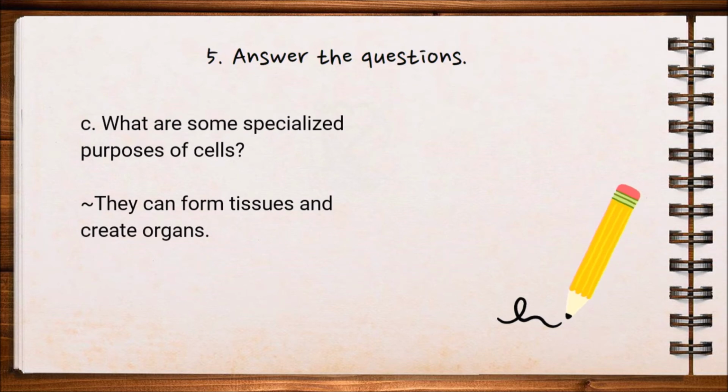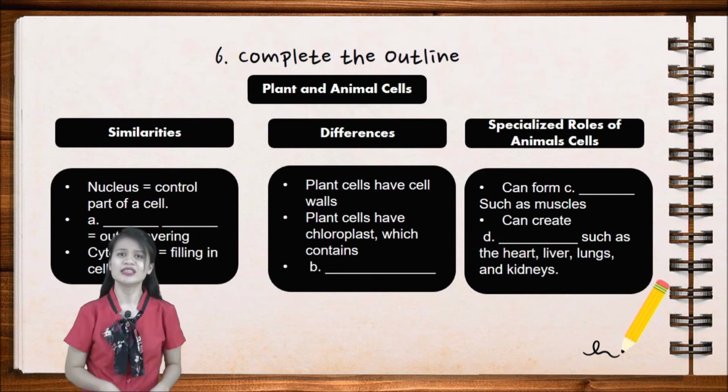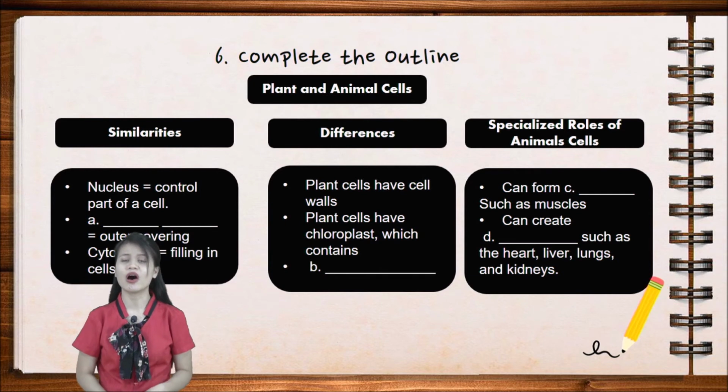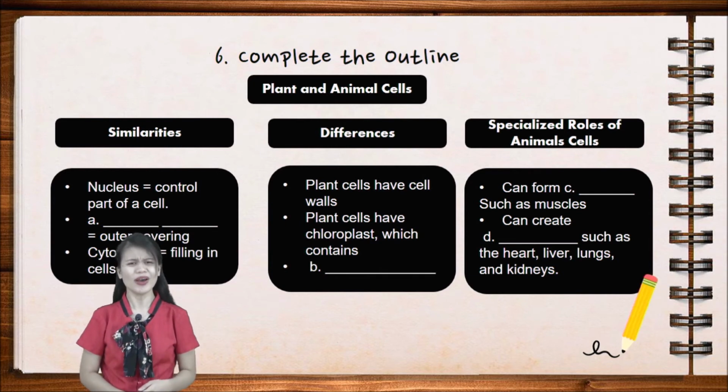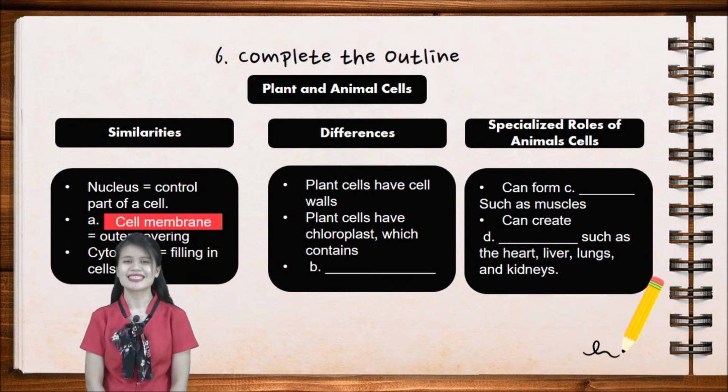Very good. Now let's complete the outline for number 6. We already know that our lesson for today talks about plant and animal cells. But let's go on to the similarities, okay? We know that the nucleus is the center or control of our cell. What about the outer covering of our cell? What do we call that? It's the cell membrane.